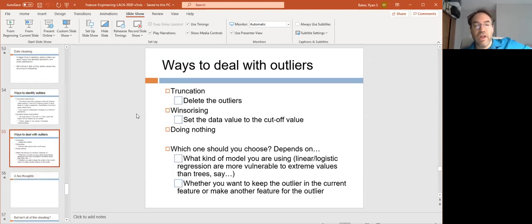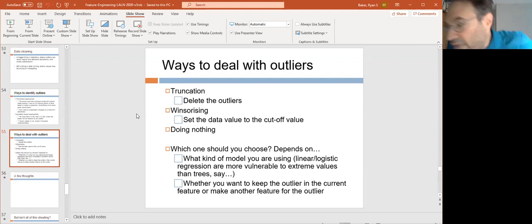What do you do when you find an outlier? You can do truncation. You can just delete those cases. You can Windsorize. You can set the data value to the cutoff value. So if you want to say that no data point should be more than three standard deviations off the mean, then you can just say, well, anything that's beyond that, we're going to treat it like it's exactly three standard deviations off the mean.